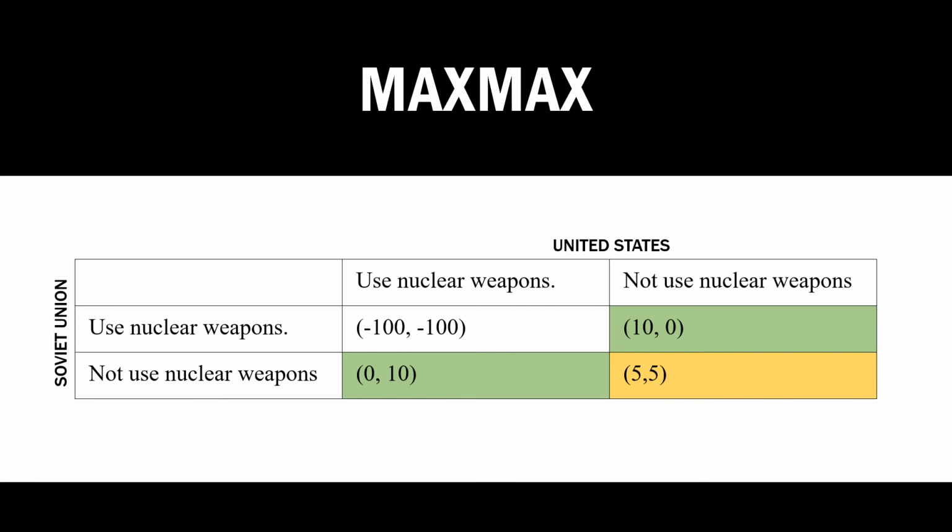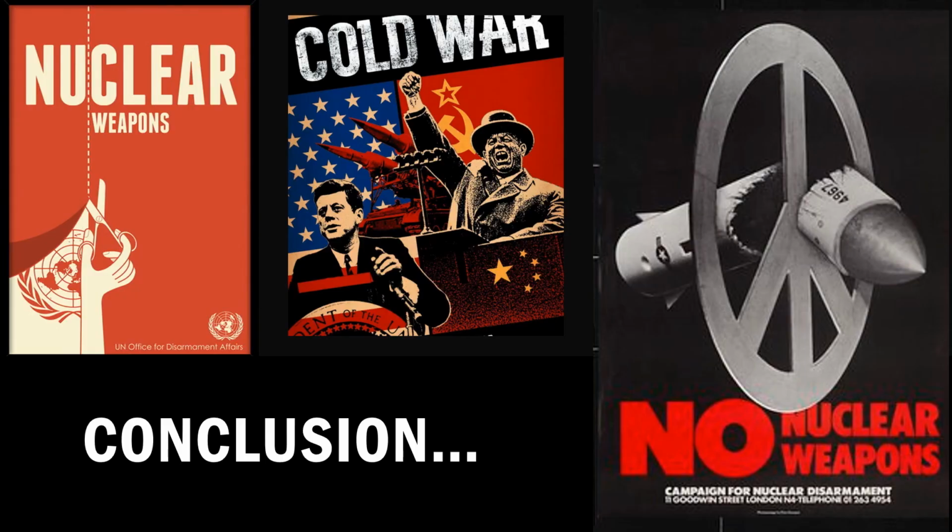Thus, we see that for both the USA and the USSR, it is 10, so not to use nuclear weapons. Then we obtain the equilibrium point where both players intersect, which is 5-5. In this way, we can say that the max in this game is 5-5, which is not to use nuclear weapons. Lastly, we're going to put forward our conclusions.